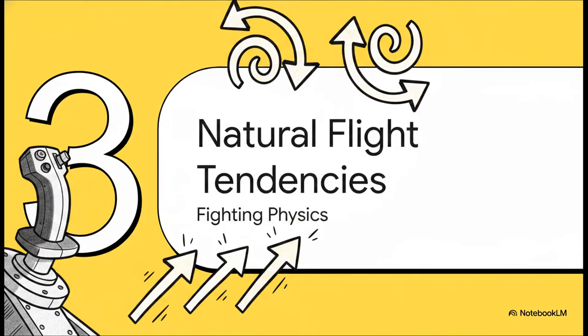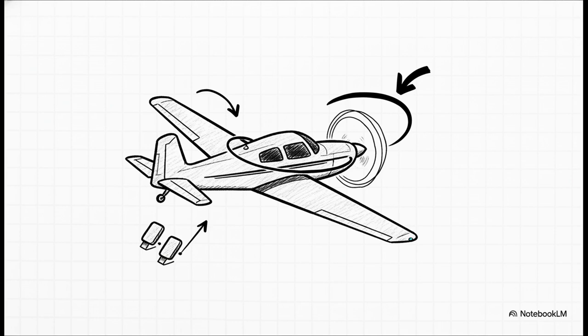Which brings us to Section 3. Overcoming natural flight tendencies, or basically, how to fight the aircraft's physics. Up there in the climbing turn, you're going to be fighting three main aerodynamic battles. First up is airspeed loss. Because you don't have any extra juice in the engine to add, the airplane naturally wants to slow down. That means you've got to slightly lower the nose to keep your target airspeed nailed. Second is the slipstream effect.